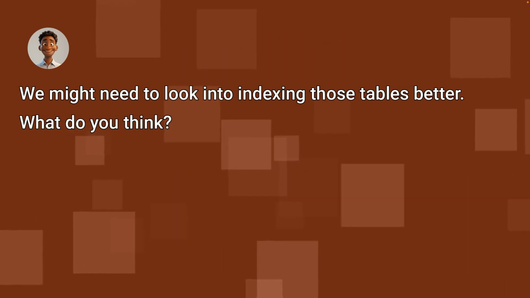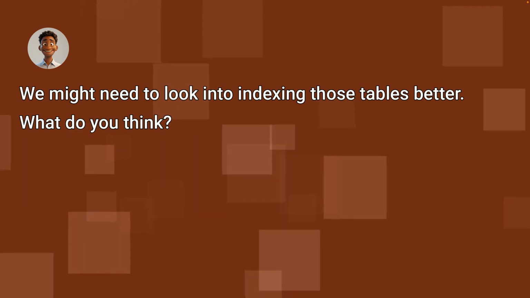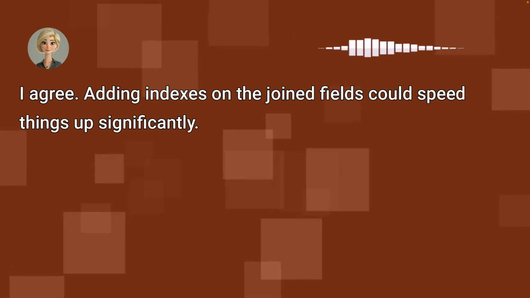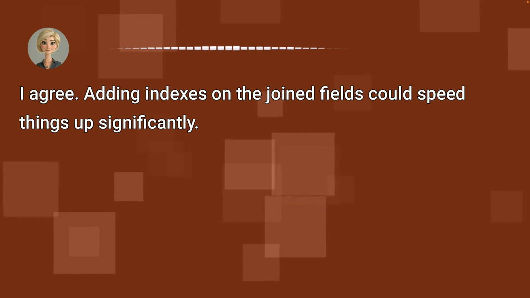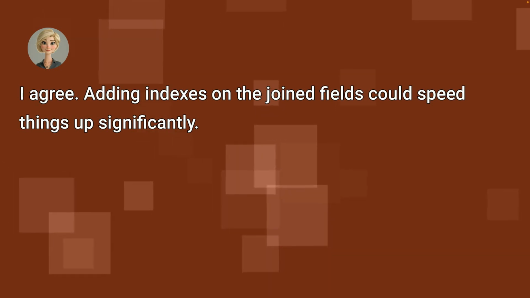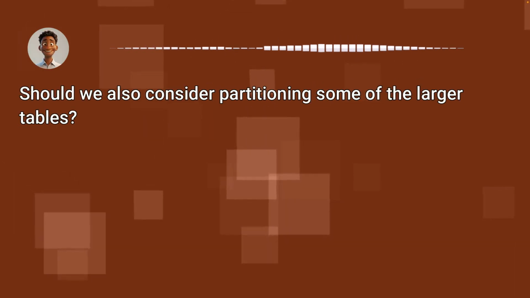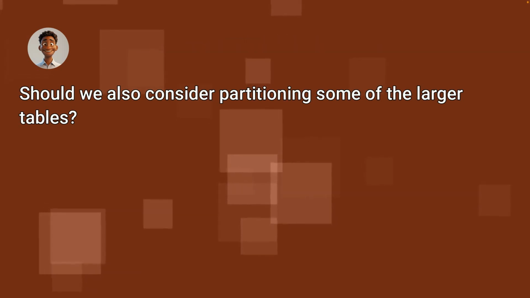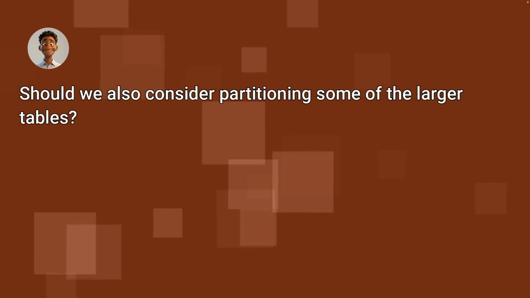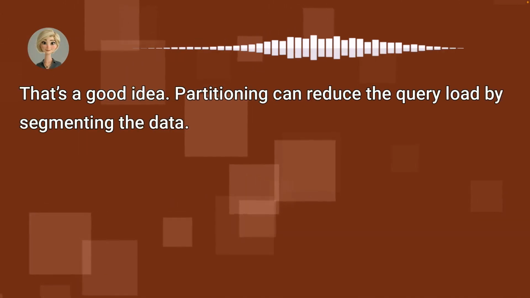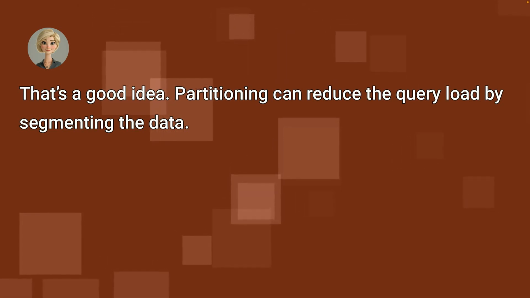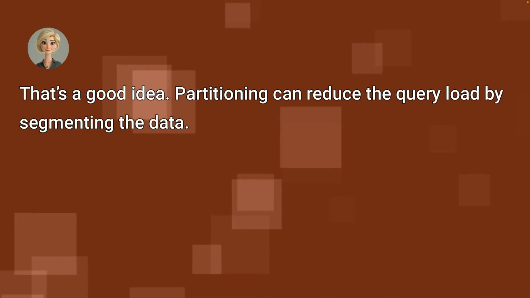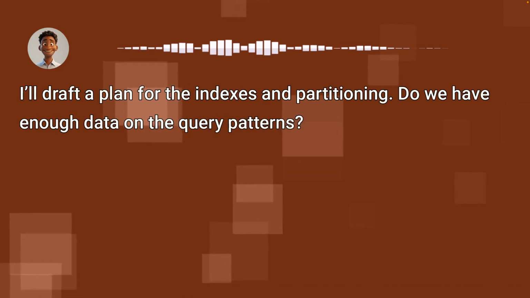What do you think? I agree. Adding indexes on the joined fields could speed things up significantly. Should we also consider partitioning some of the larger tables? That's a good idea. Partitioning can reduce the query load by segmenting the data. I'll draft a plan for the indexes and partitioning.